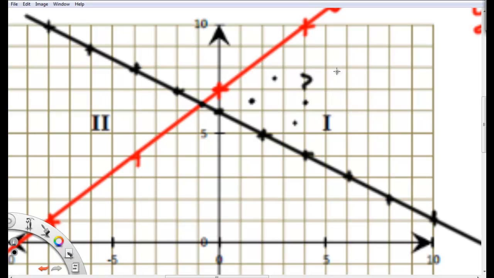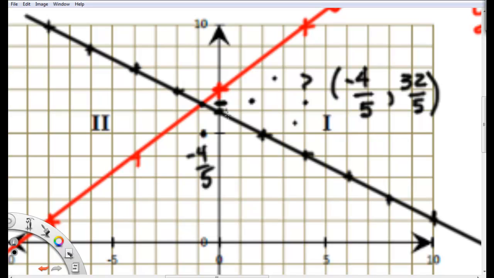I have gone ahead and figured this out already, and the solution to this is negative 4 over 5 and 32 over 5. It's negative 4/5, so that's 4/5 right there. And then how far this goes up this way is 32 over 5, or 6 2/5. So that's where that ordered pair actually is.